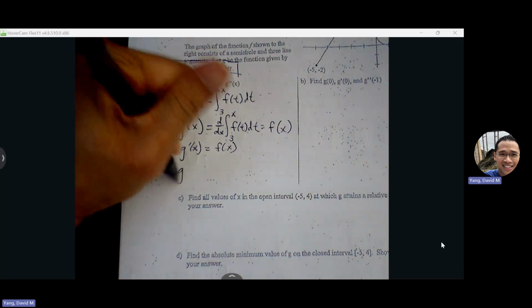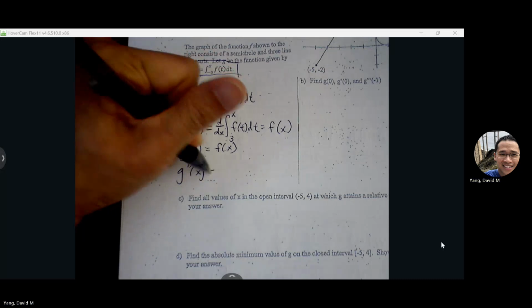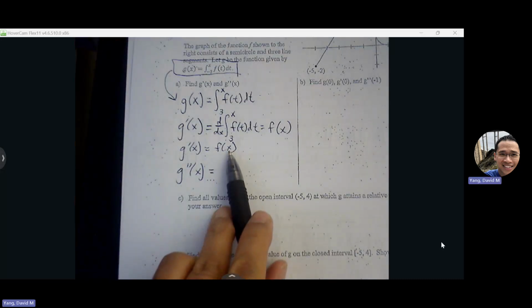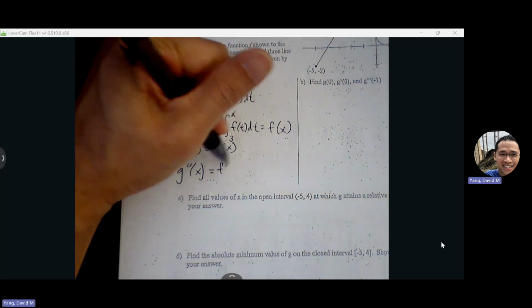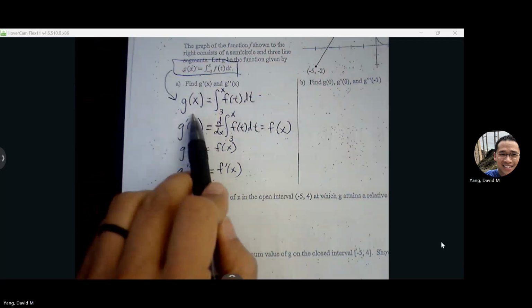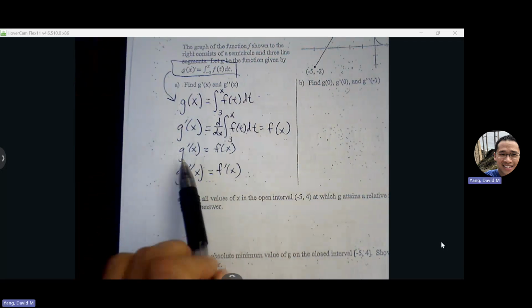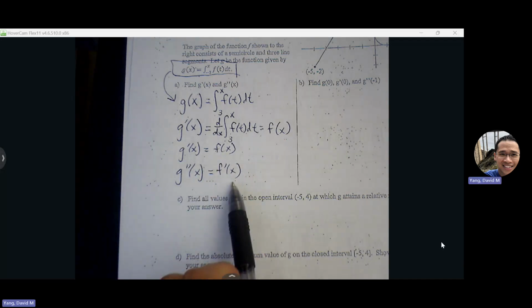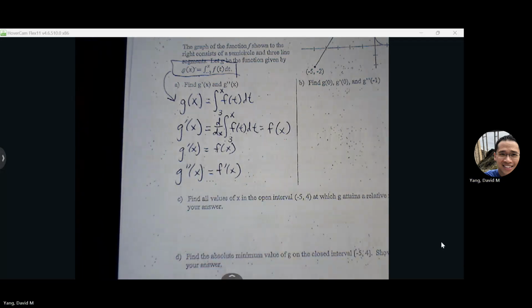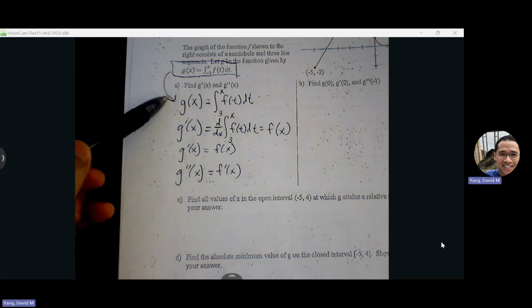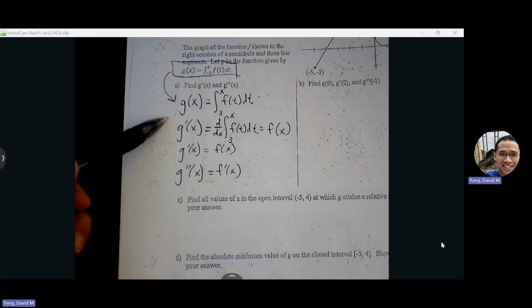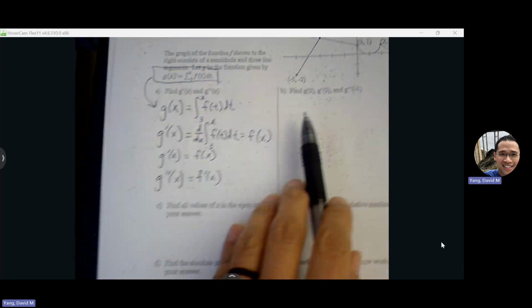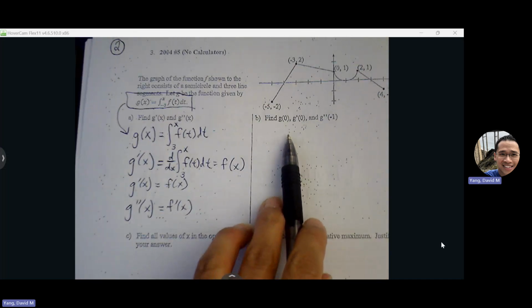Which means that g double prime would make this go down one level, meaning f prime. So g is the area under the f, g prime is the ordered pair of the f, and g double prime is the slope of f. Okay, so now that we have these three function relationships established, we can use that to set up part B.